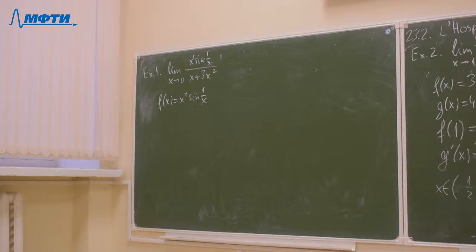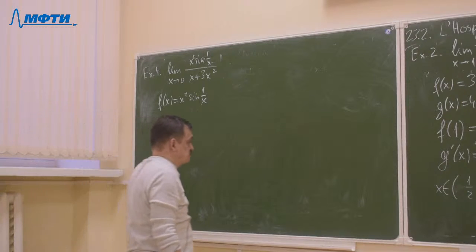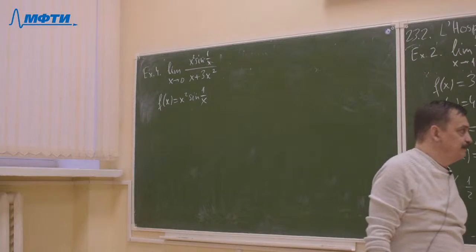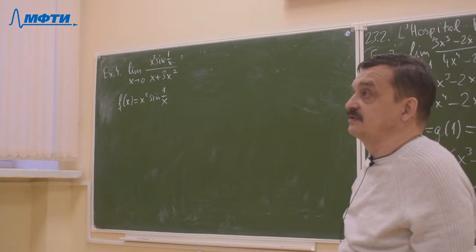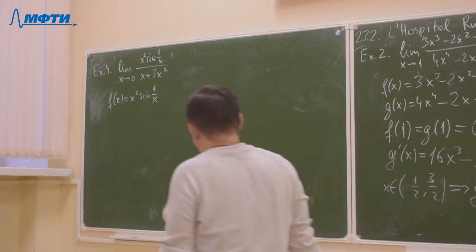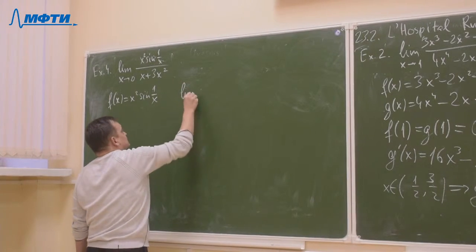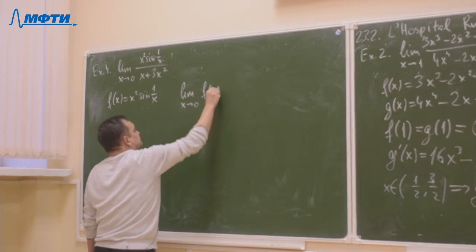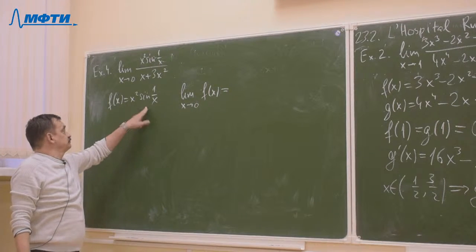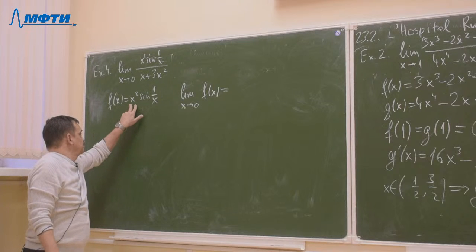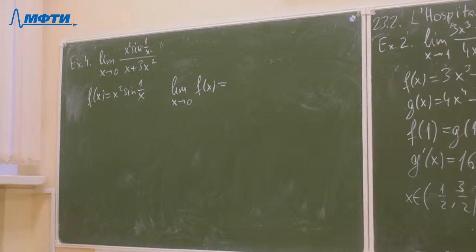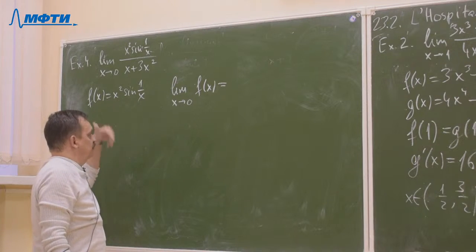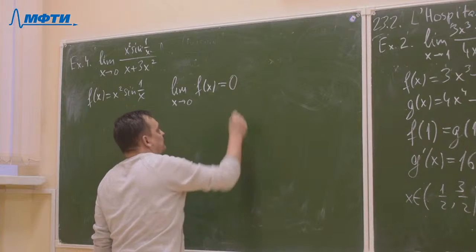It is not defined at 0, right? But the limit as x tends to 0 of f of x, as we can remark, is this: x squared is infinitely small, tends to 0, sine 1 over x is bounded, and the product of an infinitely small function and a bounded expression is infinitely small, so the limit is 0.